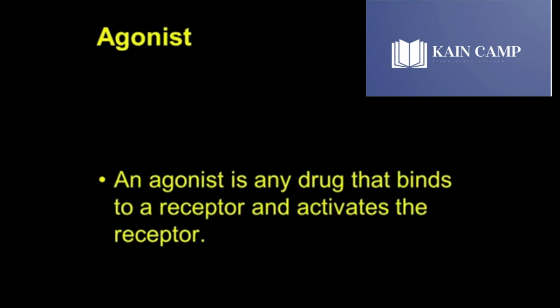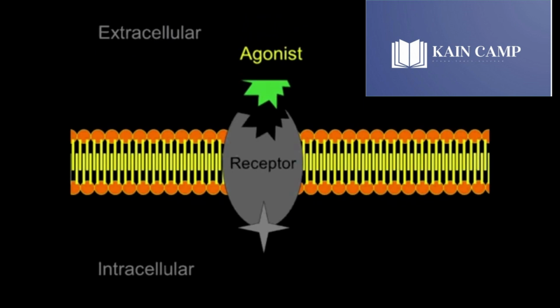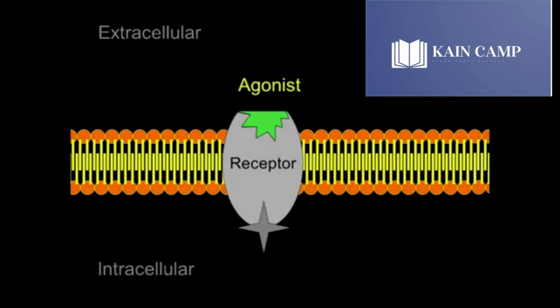So let's start with the agonist. An agonist is any drug that binds to a receptor and activates the receptor. As you can see, when agonists bind with the receptors present on the cell membrane, they are going to activate them. I showed that one in the green color because they are going to activate the receptor and make some changes within the membrane.